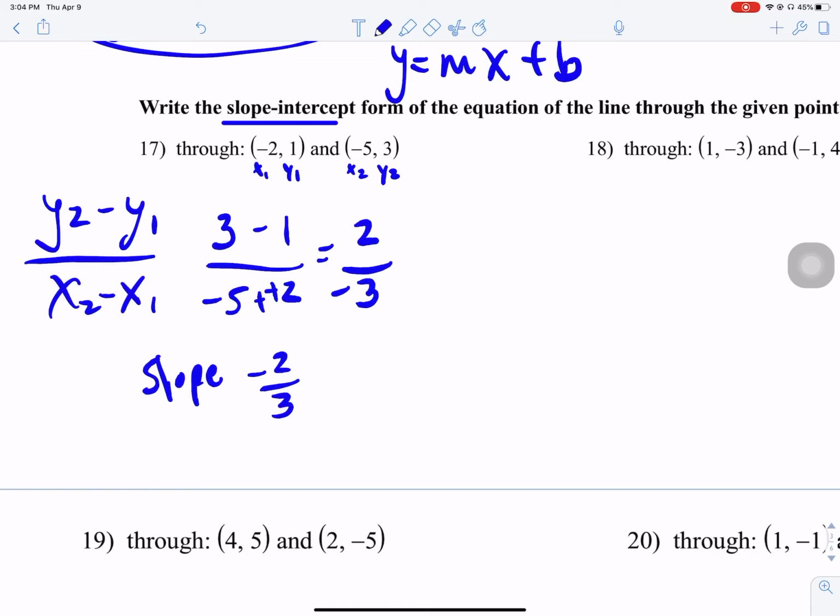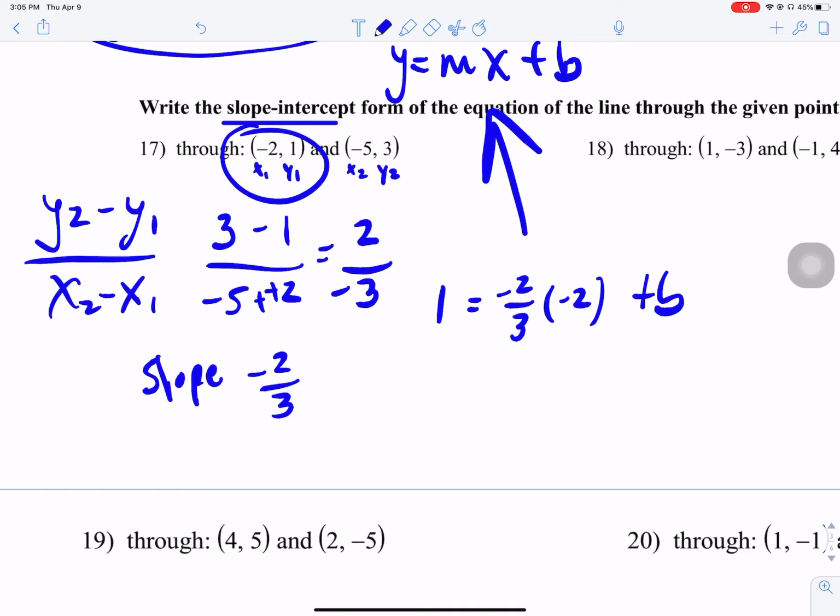So I can pick either coordinate. I'll pick this one, plug it in for x and y. All we have is the slope. Looks something like this. 1 equals negative 2/3 times negative 2 plus b. It's that equation. Except instead of y, I got my 1 because I got it from that coordinate. And then instead of x, I got negative 2 because I got it from that same coordinate.